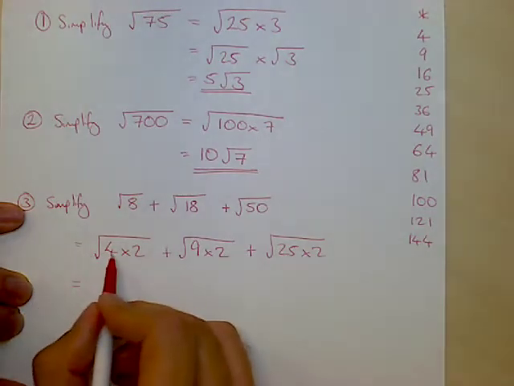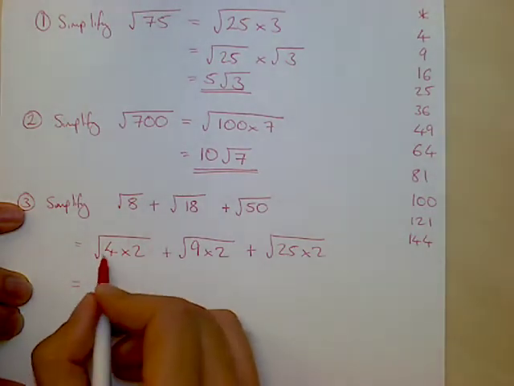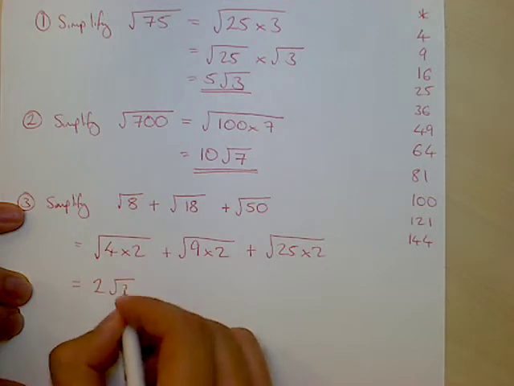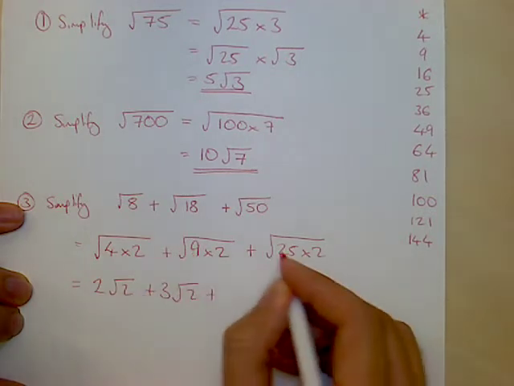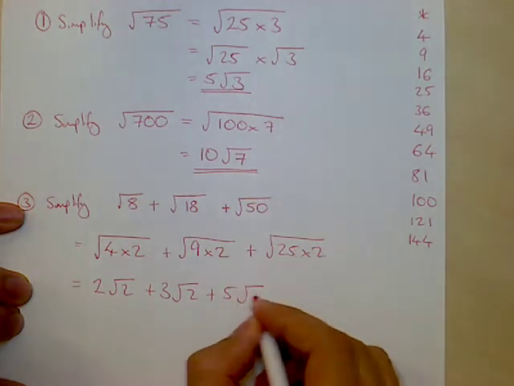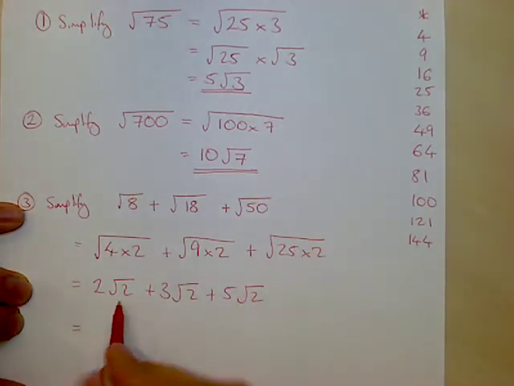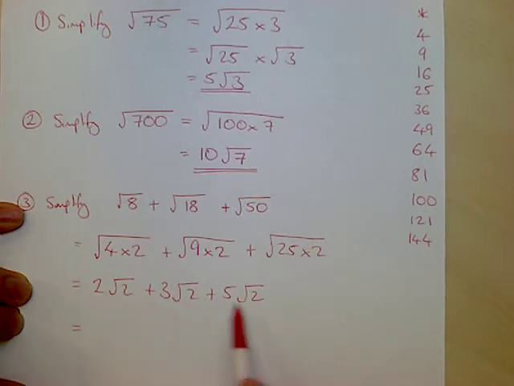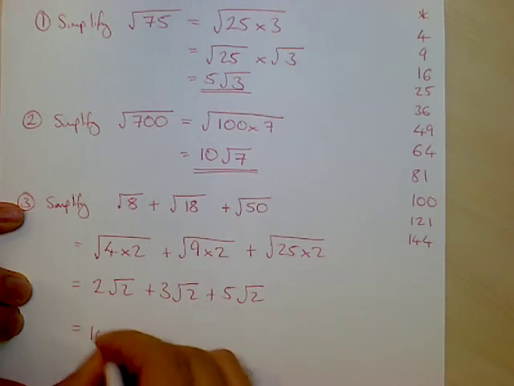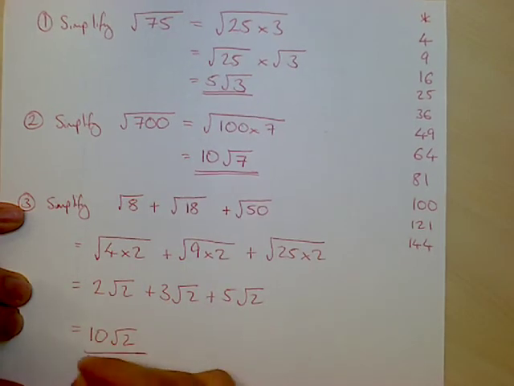So that then, if I work each of these out, if I simplify them, root 4 is equal to 2, so I've got 2 root 2, plus root 9 is equal to 3, 3 root 2, root 25 is equal to 5, so 5 root 2. And this is like if I had 2x add 3x add 5x. I can say if I've got 2 root 2 plus 3 root 2 plus 5 root 2, 2 add 3 is 5, add another 5 means overall I have 10 root 2.